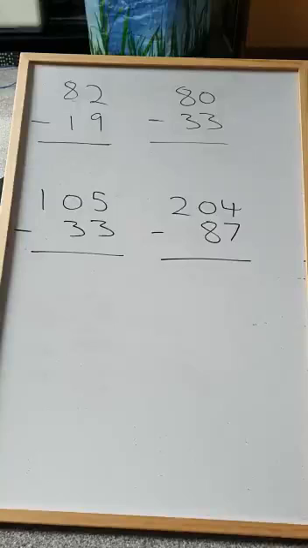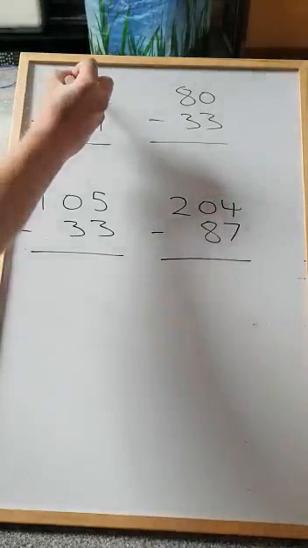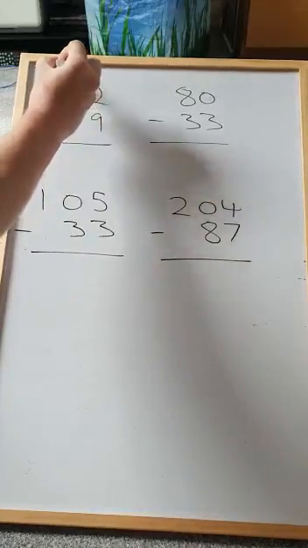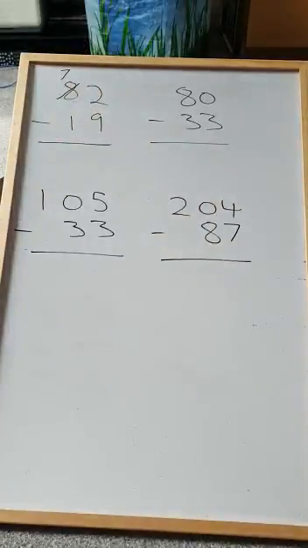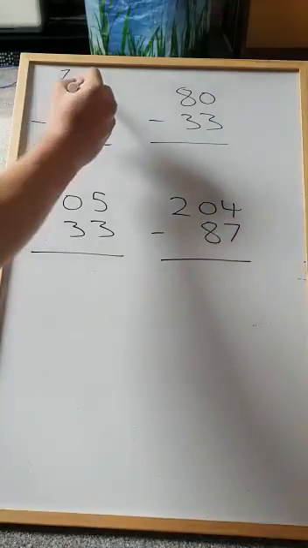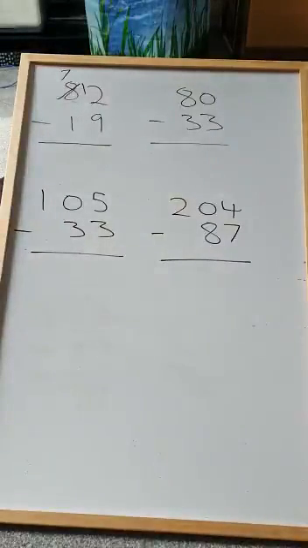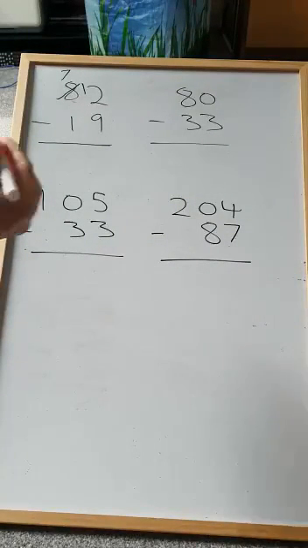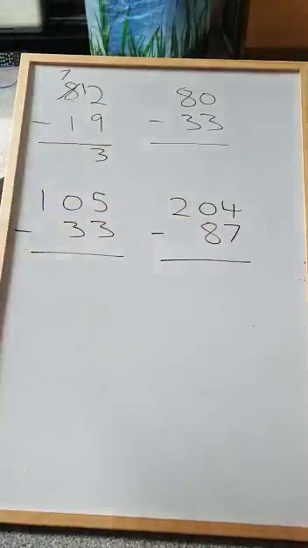Look at our ones column first. We've got 2 take away 9. We cannot do 2 take away 9, so we need to borrow. So we're going to borrow from our tens column, from here. So the 8 is going to become the 7. And because we've borrowed it, we then put the 1 in front. So we've now got 12 take away 9. 12 take away 9 is 3.